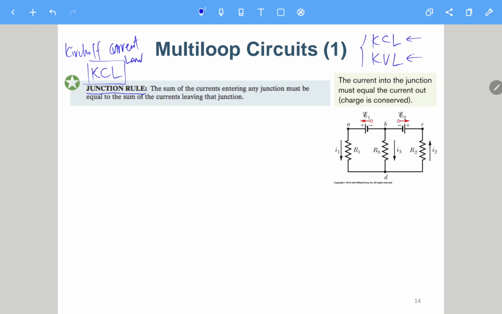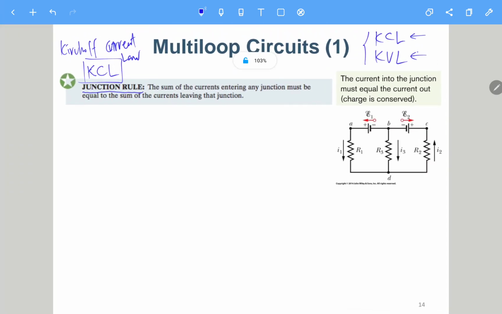So you need to know for a circuit how many unknowns there are. Let's see how to solve this circuit. Here the circuit has 4 nodes, A, B, C, and D. So there are totally 4 nodes.